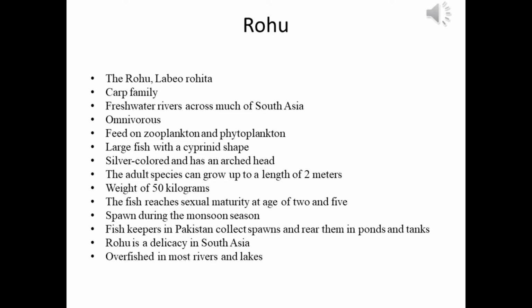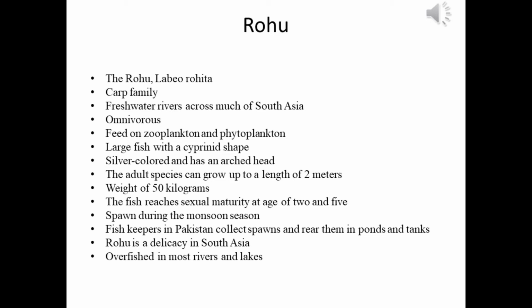The Rohu is a large fish with a cyprinid shape. The fish is silver colored and has an arched head. The adult species can grow up to a length of 2 meters and a weight of 50 kilograms. The fish reaches sexual maturity between the age of 2 and 5 and spawns during the monsoon season.